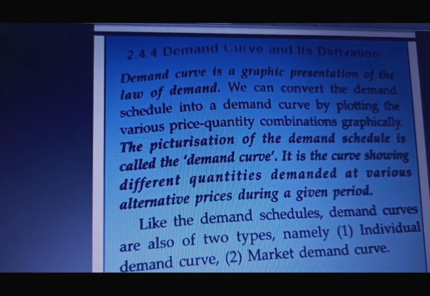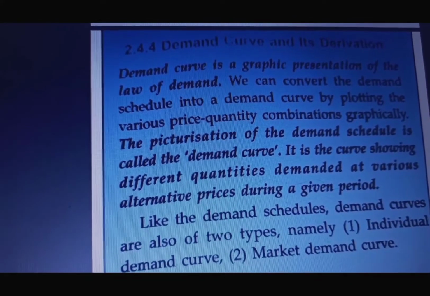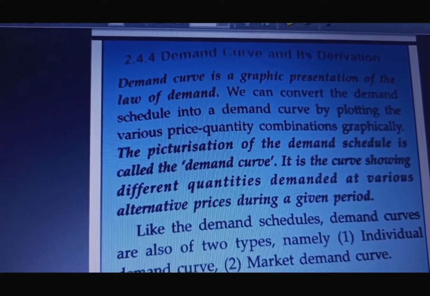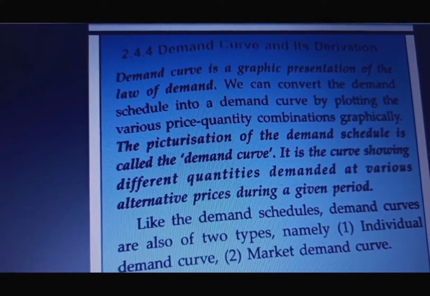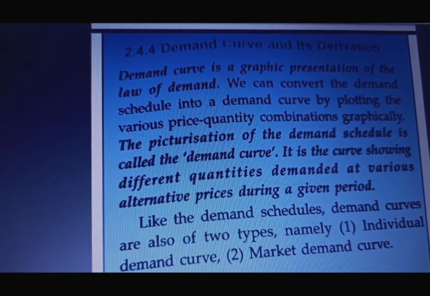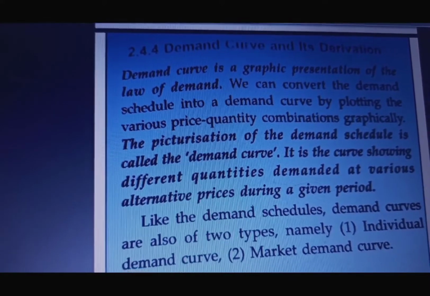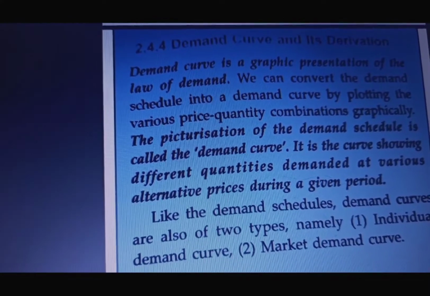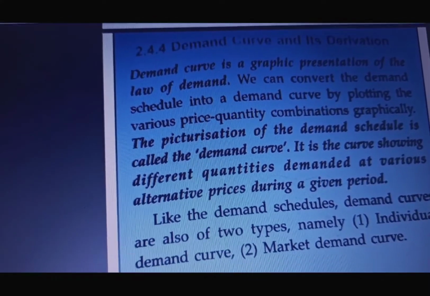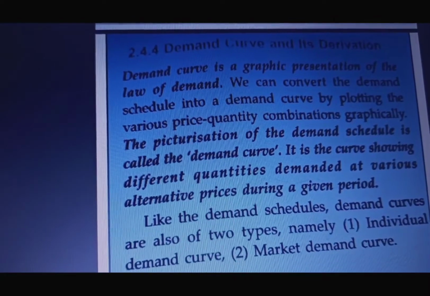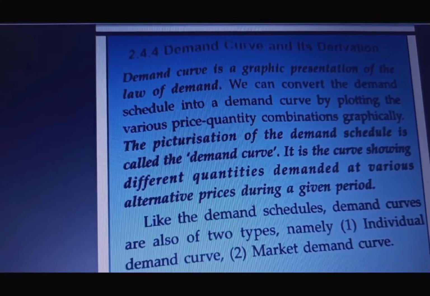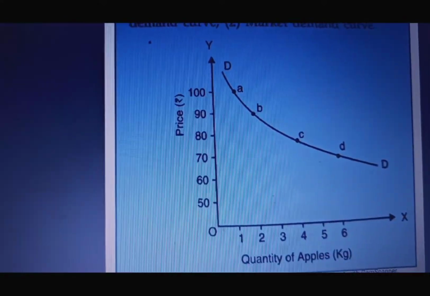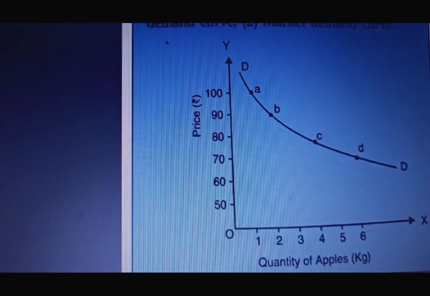When we go for market demand, it will be a market demand curve. When we represent individual demand, it will be an individual demand curve. So we can say that when the demand schedule is represented graphically, it is known as the demand curve. The demand curve shows the different quantities demanded at various alternative prices during the given period. Let's have a look at how to make an individual demand curve.